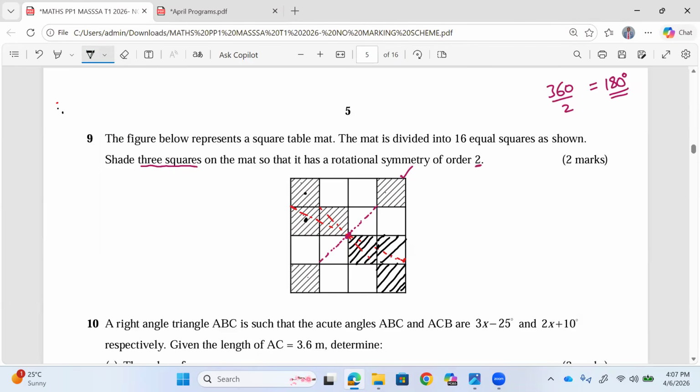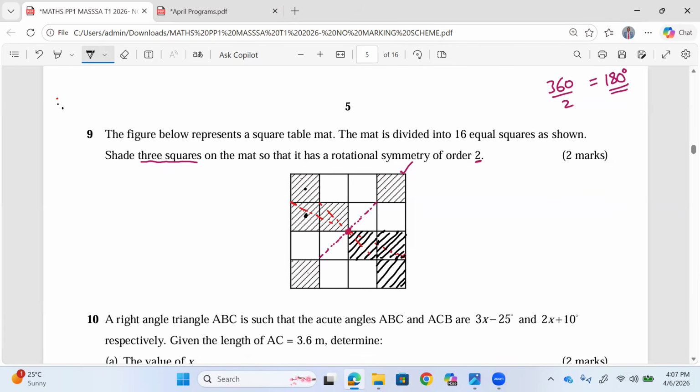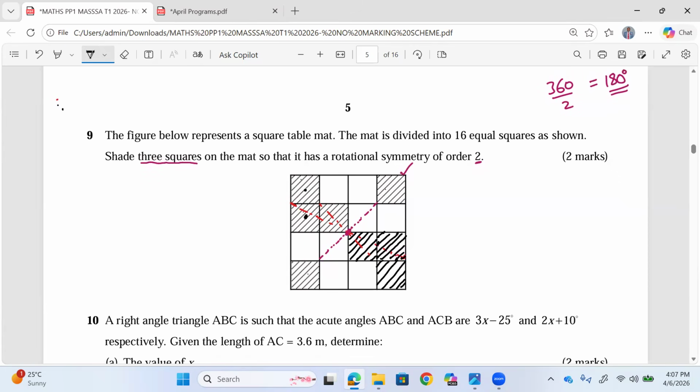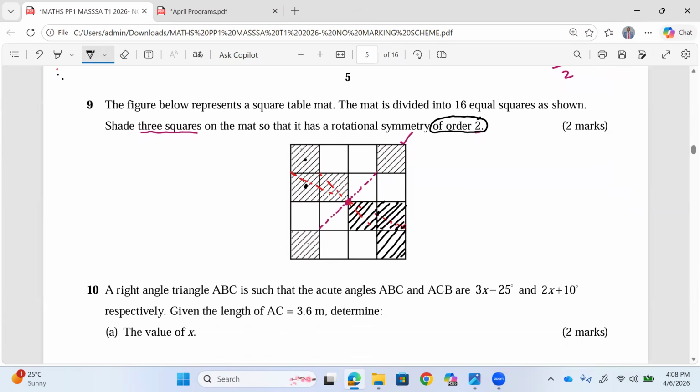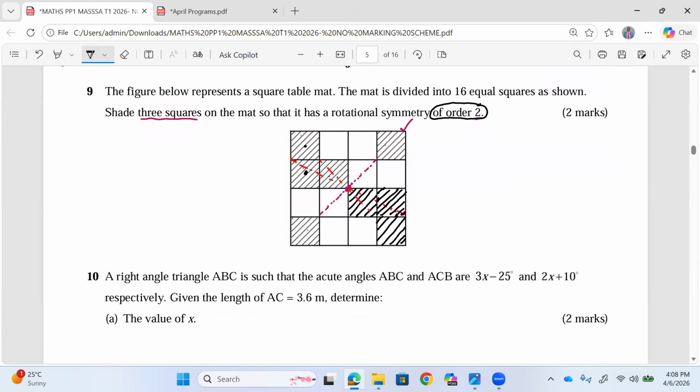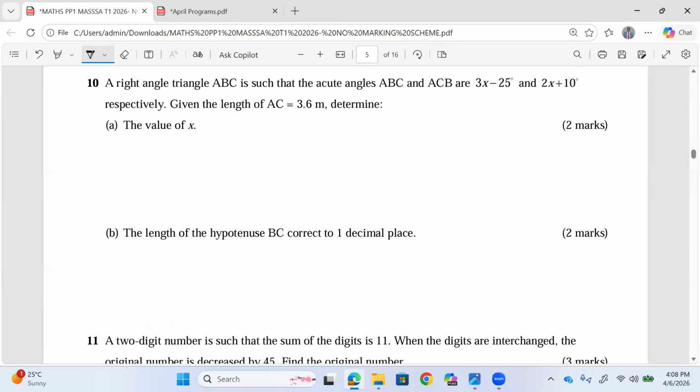So by the end of the exercise, you can see we have already shaded 3 boxes such that the rotation in the mat is of order 2, like that. So if you twist the mat again through 180, every box will get back to its original position. So that is the assignment in number 9, a very good question.